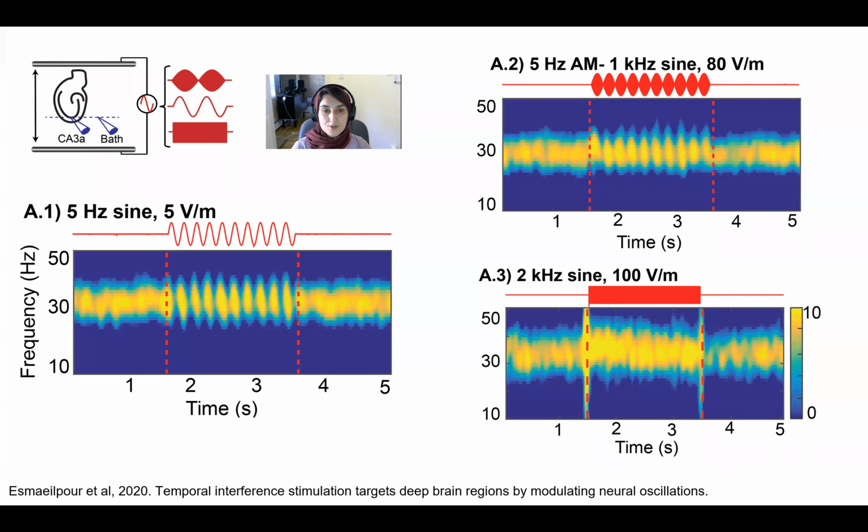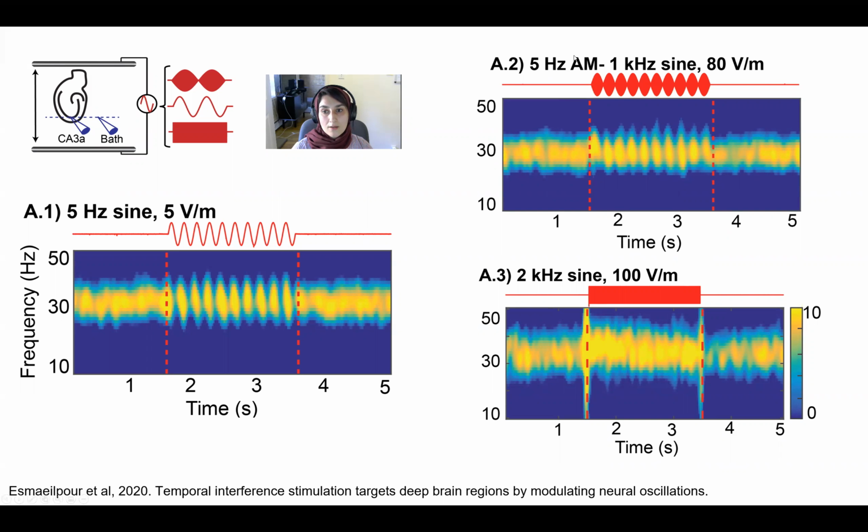Here we use a 5 Hz sinusoid as a control, which has been reproduced in the literature several times. And then we move to test the amplitude modulated waveforms with 1 kHz carrier frequency here, and also the purely sinusoidal. Here, the spectrogram shows that the amplitude modulated waveform can modulate the gamma oscillation, but with higher intensity, pointing to the low-pass filtering properties of the membrane.